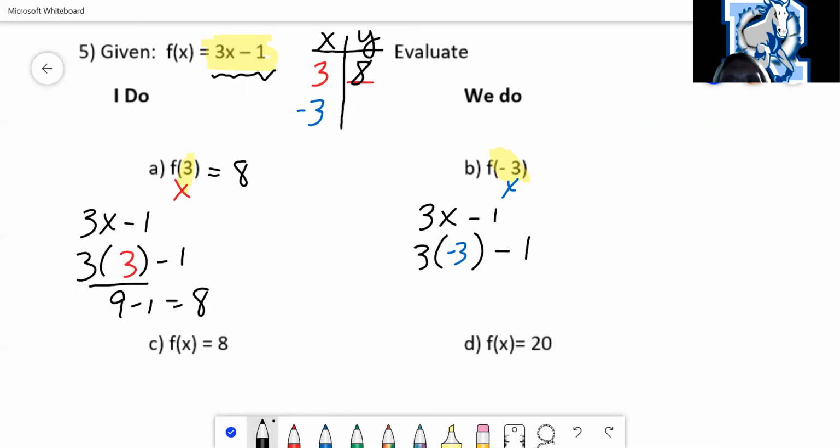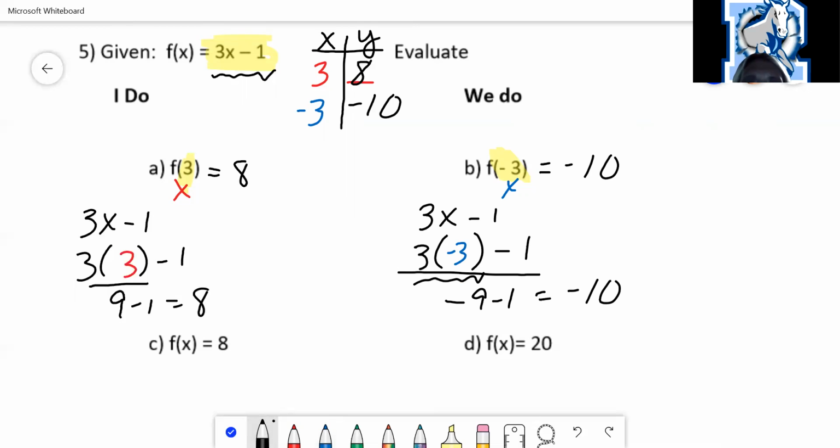And now let's simplify this. 3 times -3 is -9. Minus 1 gives me -10. And again, my answer right here is -10, but if that doesn't make sense, you can go in and put it in the calculator or into Desmos, put your equation in there, y equals 3x minus 1, and you can go and look in the table for your numbers.